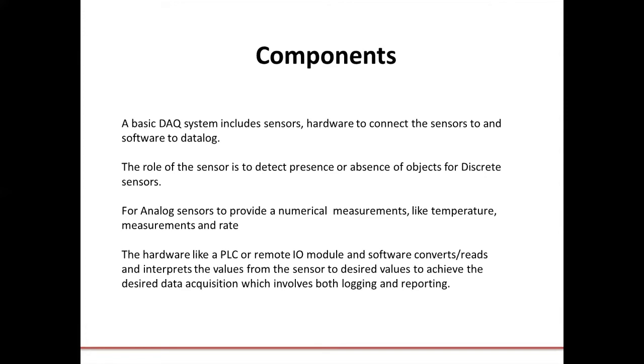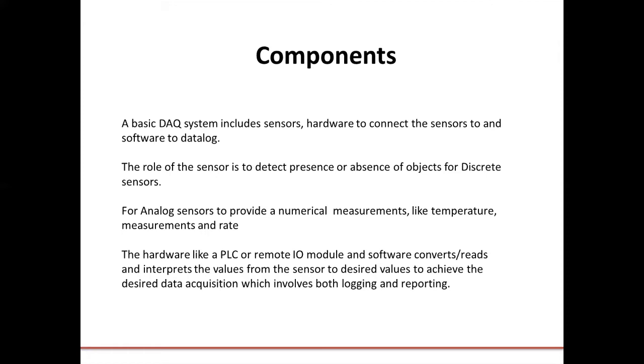Okay, the components of a data acquisition system. A basic data acquisition system includes sensors, hardware to connect the sensors to, like a PC or a data acquisition system, and software to data log. Some hardware can do data logging as well, so that's included with this. But the idea is that the system contains both the sensors and the hardware which will do the data logging, along with the necessary software or add-ons to do the data logging.